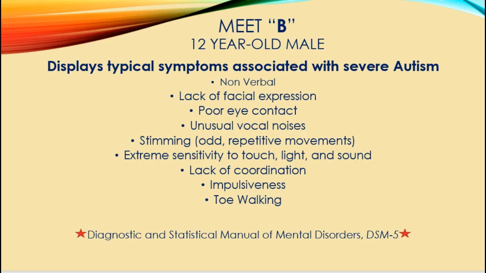And this brings me to my client, B, a 12-year-old male whom I've been observing over the past 14 weeks. B displays a lot of the typical symptoms that are associated with severe autism. He is nonverbal. He lacks facial expressions. He has very poor eye contact, regularly makes unusual vocal noises, and displays stimming behaviors.